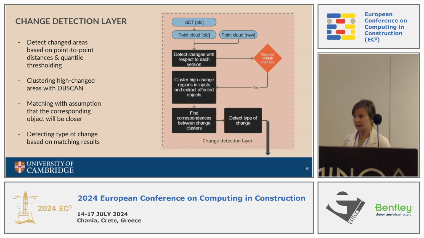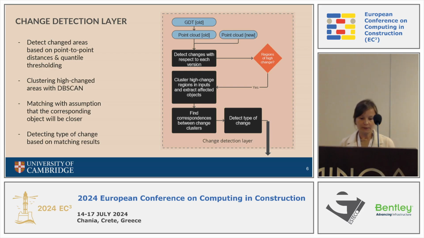So we start with the input. We have 2 point clouds, older version and newer version. The older version of the point cloud might be the original point cloud that was used to construct initially the geometric digital twin. But in the case if it is not stored, if it is too heavy to store it, we can subsample a point cloud from 3D model.